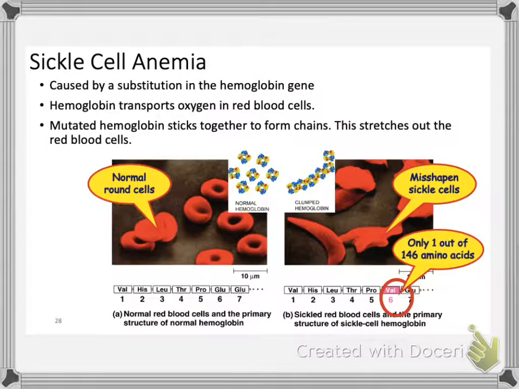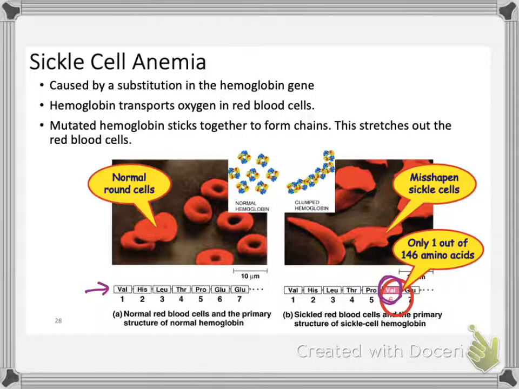Now, sickle cell anemia doesn't really have any benefits. The actual disease doesn't. We can talk a little bit about evolutionarily why it's still around in a minute. But basically what happens is we have a missense mutation. Here is part of the normal hemoglobin protein, and sickle cell anemia is typically caused by one substitution. So there's a valine when there should be a glutamine.